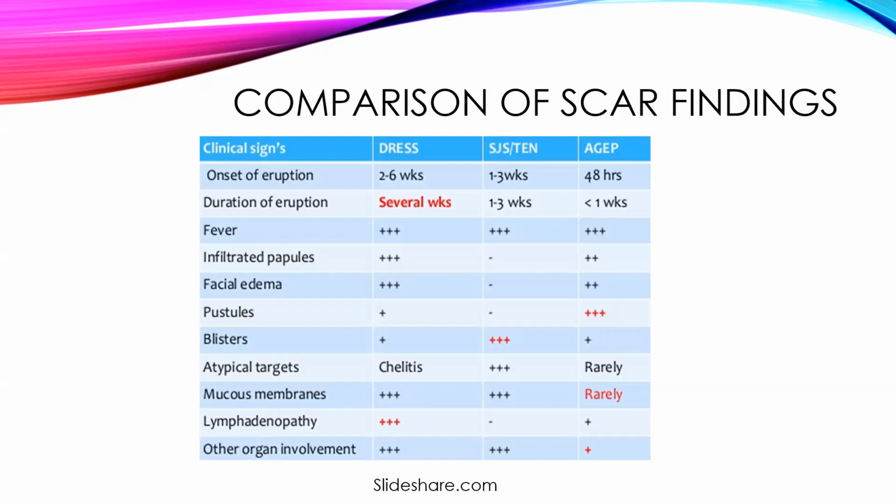The infiltrated papules are classic for DRESS, as well as facial edema is seen mostly in DRESS. Pustules are seen mostly in AGEP, and blisters are often seen in the Stevens-Johnson's TEN overlap. You can have mucosal lesions in any of them, but you really think about Stevens-Johnson's and TEN. And then lymphadenopathy is much more of a hallmark of DRESS, as well as you have to remember that systemic involvement can be for Stevens-Johnson's TEN as well as DRESS.